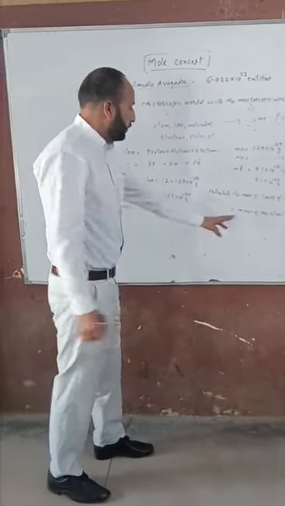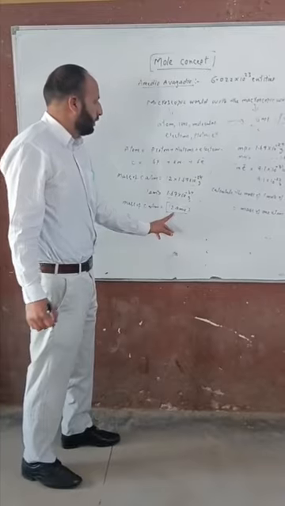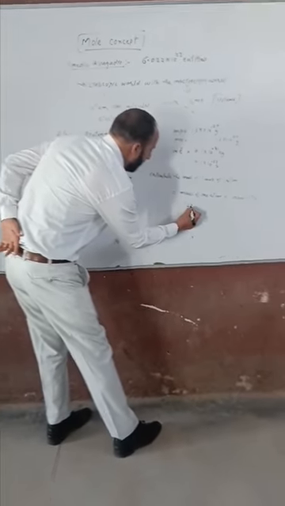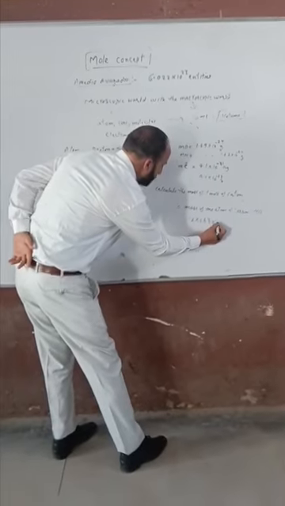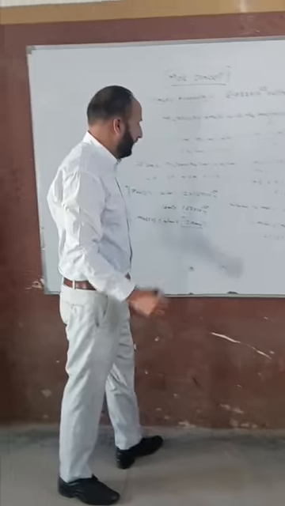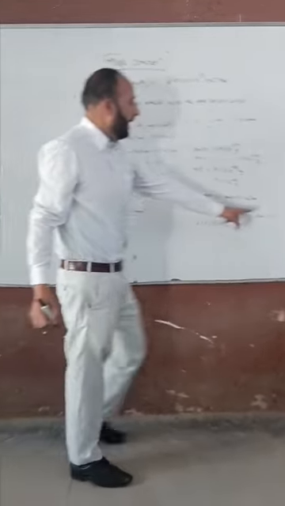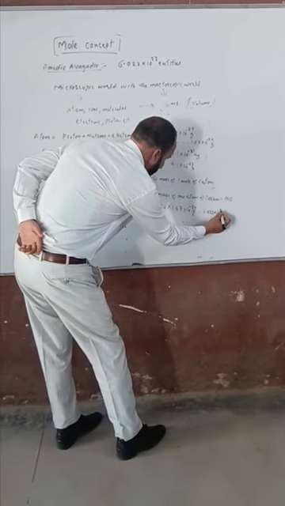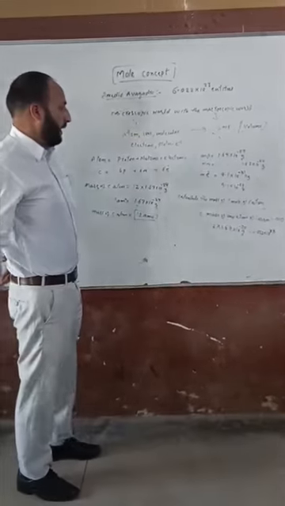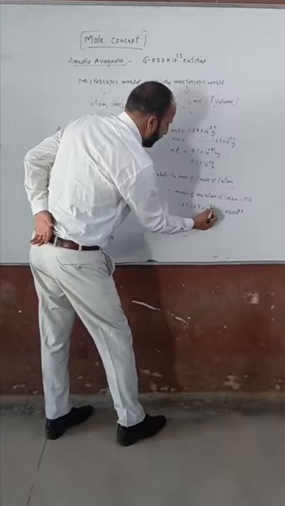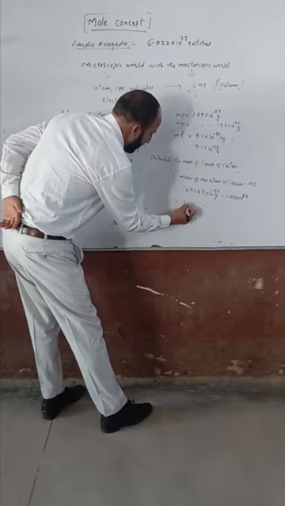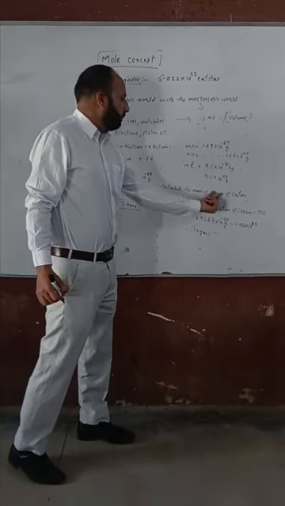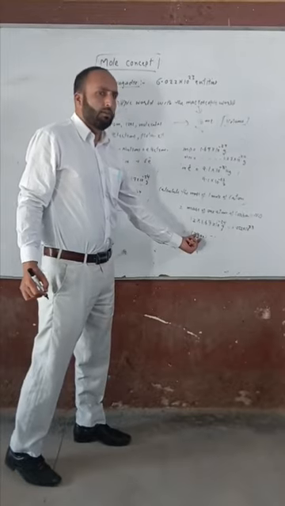We know that the mass of 1 atom of carbon is 12 into 1.67 into 10 to the power minus 24 gram. Multiplying by 6.022 into 10 to the power 23 carbon atoms, by calculating this it becomes equal to 12 grams. So the mass of 1 mole of carbon atoms is equal to 12 grams.